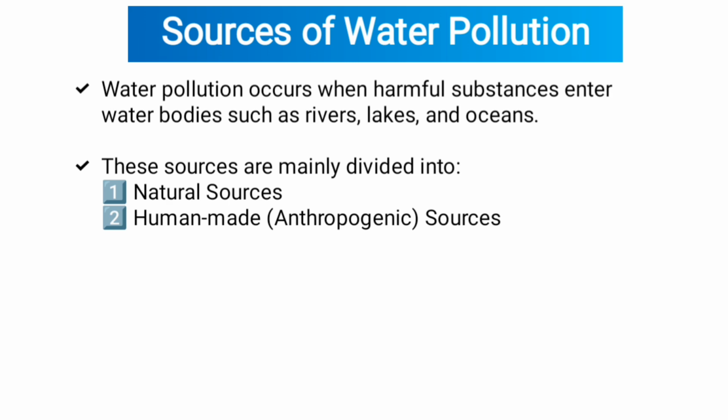Sources of water pollution. Water pollution occurs when harmful substances enter water bodies such as rivers, lakes, and oceans. These sources are mainly divided into: first one, natural sources; second one, human-made and anthropogenic sources. Now let's discuss both in detail one by one.